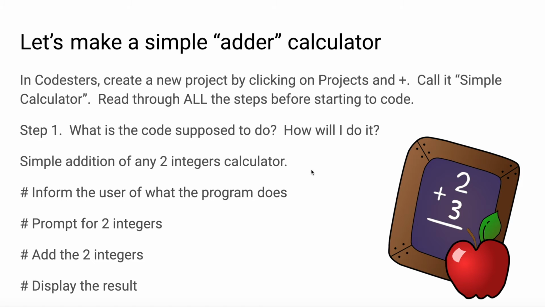Then I need to prompt them to give me two integers. Then I need to do the actual function, which is to add these integers, and then I need to display the result. And by thinking ahead like this, obviously a very simple problem, I have now commented my code before I even did anything.